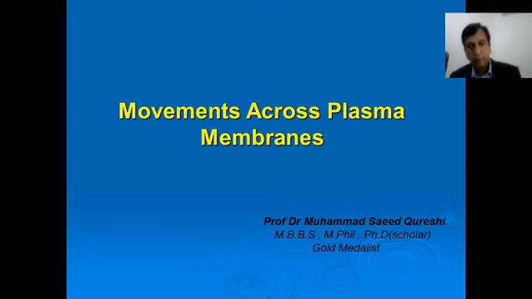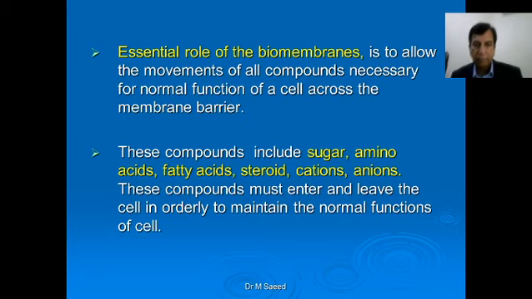So today's topic will consist of two lectures. The essential role of the biomembrane is to allow the movements of all compounds necessary for normal function of the cell across the membrane barrier. These compounds include sugars, amino acids, fatty acids, steroids, cations, anions, and definitely water. These compounds must enter and leave the cell in an orderly manner, that is very important, to maintain the normal functions of the cell.